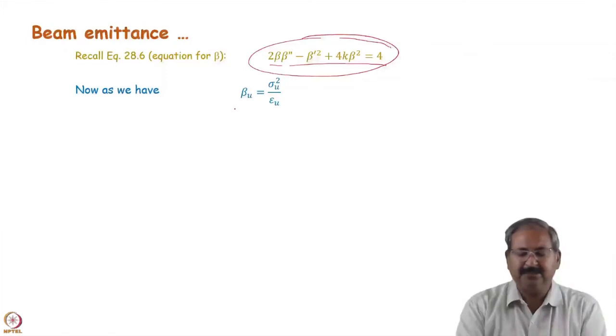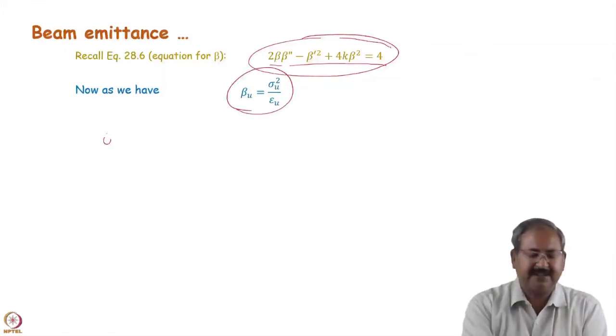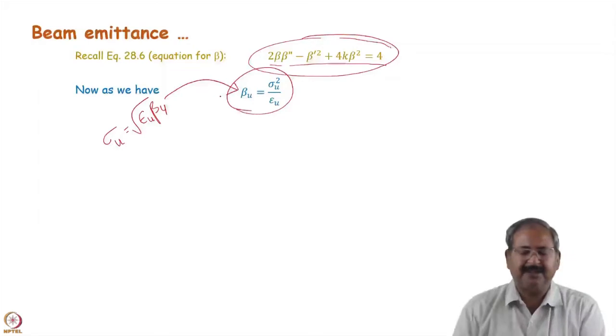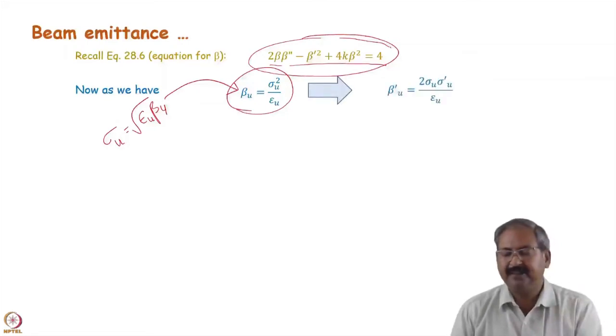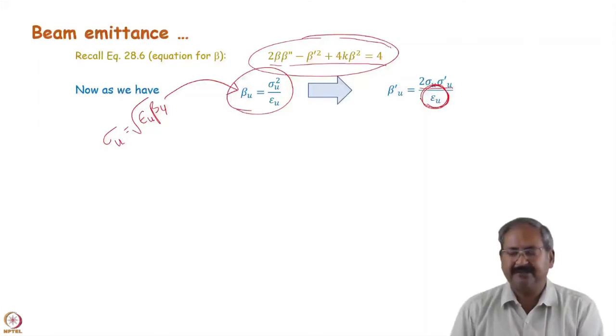So beta u is defined in terms of sigma squared, because we have seen that sigma u is the square root of emittance u times beta u. So this gives you beta u is equal to sigma squared u upon emittance u. U means either x or y. The formulation is the same for both planes. And beta prime u will be 2 sigma u sigma u prime upon emittance u. Emittance cannot be differentiated because it is a constant.